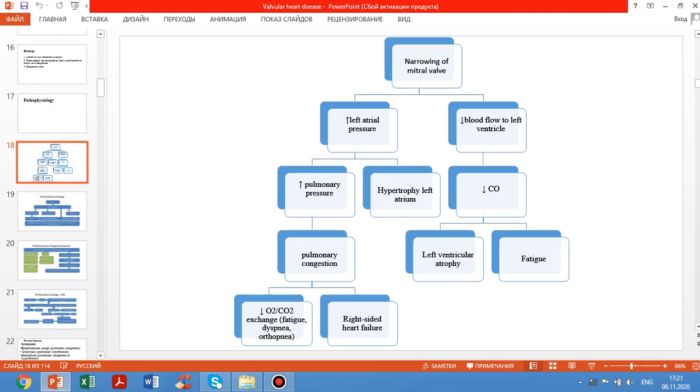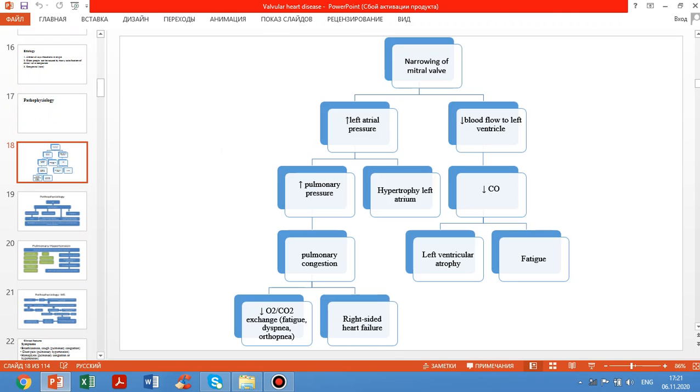Narrowing of the mitral valve: in this case, left atrial pressure is increased, and blood flow to the left ventricle decreases. There is high pulmonary pressure and hypertrophy of the left atrium.